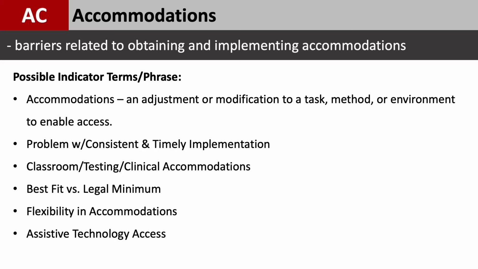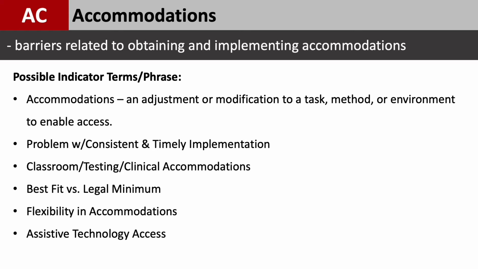The barriers that relate to this, you're going to see stuff like problems with consistency and timely application. So it's not really helpful for your school to get you magnifying glasses for anatomy lab if you have a visual impairment if they come after the second midterm has passed, right? You need those ideally before class starts, or within the first week or so.